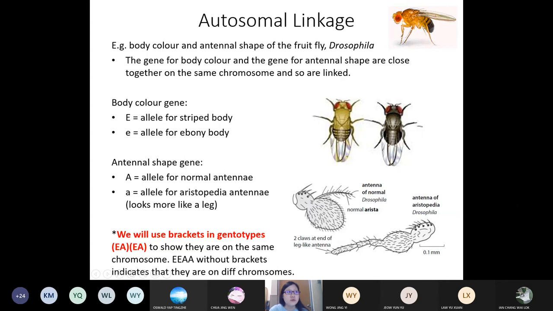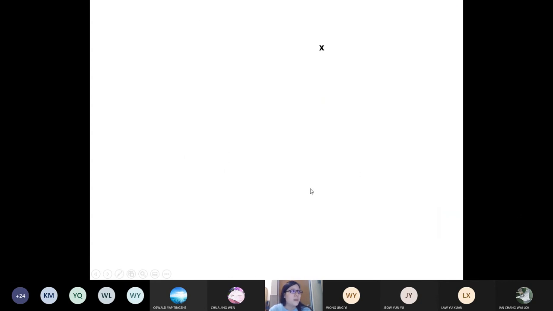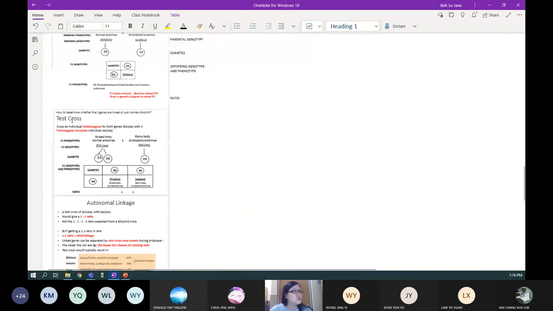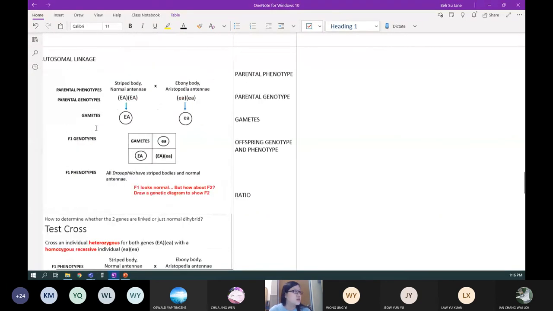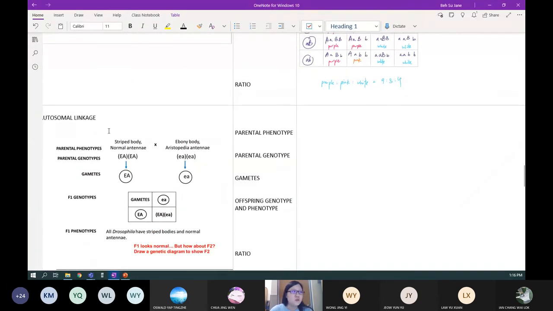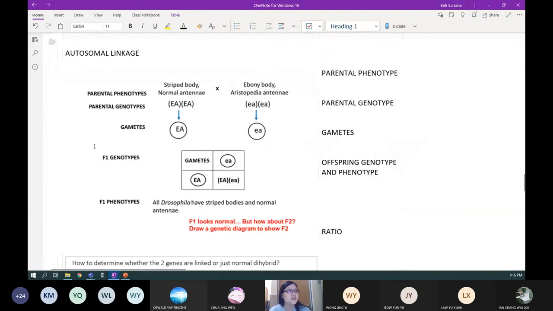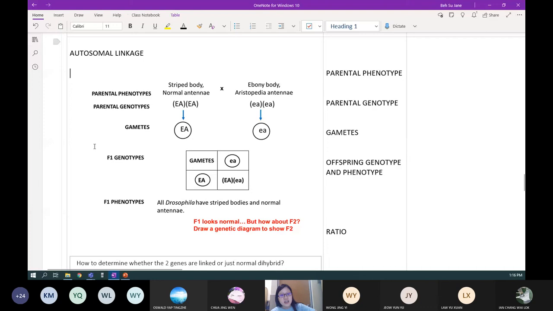So let's do the normal cross here. I'm going to switch to OneNote so we can draw some stuff. There was one class I was teaching your class, but I wrote in the S to OneNote by accident. Then I did some transferring. Oh, anyways, back here.